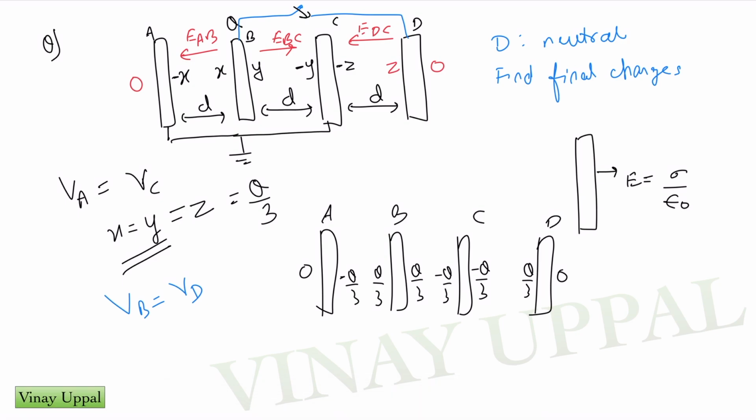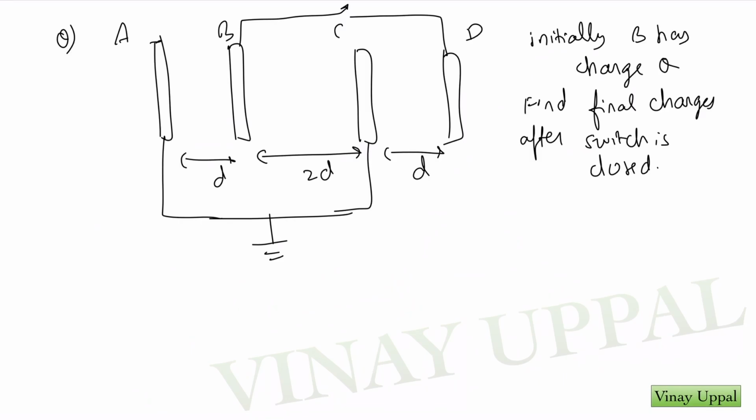Alright, let's do one problem for you to practice on. So in this question I have A, B, C, D, 4 metal plates, and the distance between A and B and C and D are D, but the distance between B and C is 2D. And A and C are connected to earth, and B and D will be connected by a switch. The question is asking to find the final charges after the switch is closed on each plate, and you can even distribute the charges. And initially B has charge Q and D is neutral.